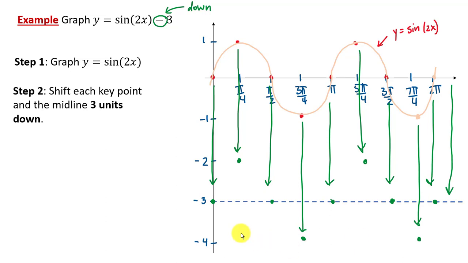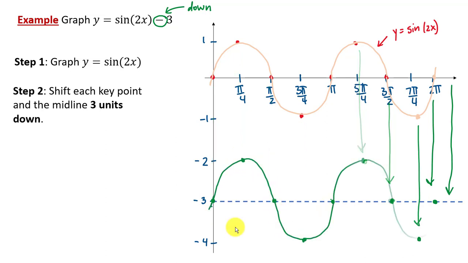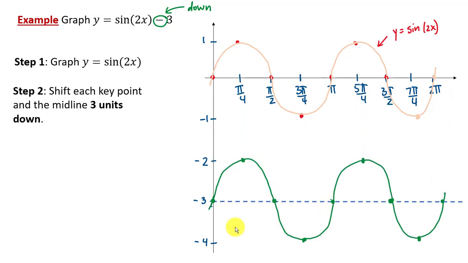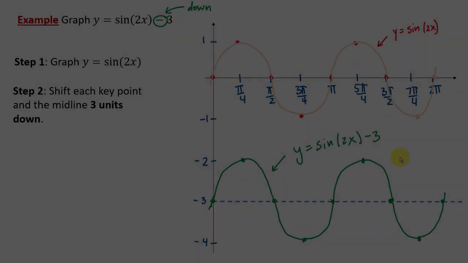And next, I'm going to erase all those arrows and connect the points to obtain the graph. Okay, so that's what I got. And then what we have in green is the graph of the function y equals sine of 2x minus 3. And it was obtained using the vertical translation.